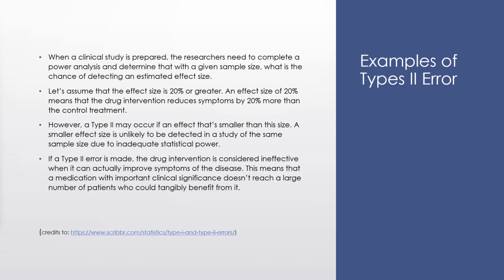The consequence here is different. The drug might truly help patients by improving symptoms, but it would be labeled as ineffective. As a result, a medication with meaningful clinical benefits would never reach the patients who could genuinely benefit from it. So, if you were this researcher, how would you balance the benefits and the risks? This is the essential challenge when dealing with type 1 and type 2 errors.